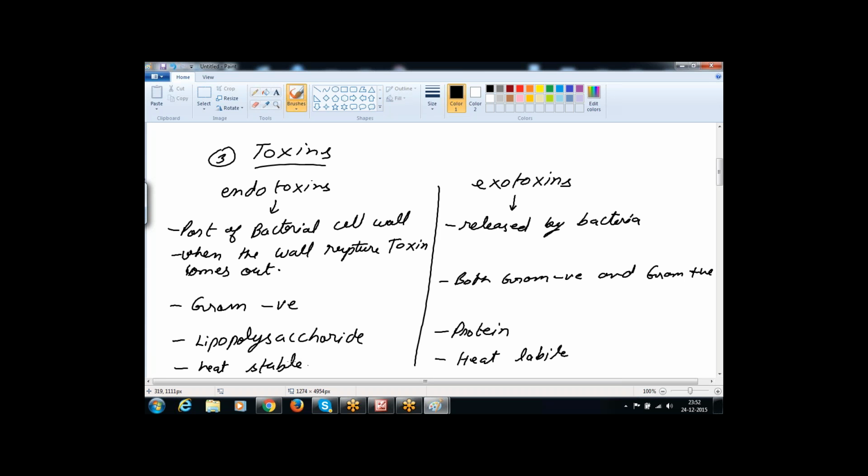But endotoxin is heat stable. Even if you heat it, it is able to withstand heat. It will remain unaffected. So if in some food there happen to be endotoxins, even if you cook it well, even if you heat it nicely, the endotoxin will still not get destroyed and it can still make you sick. Is that clear?